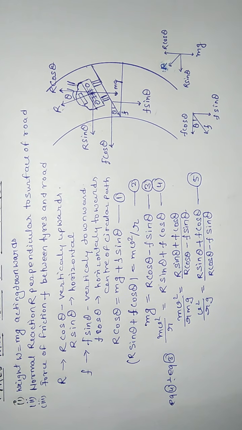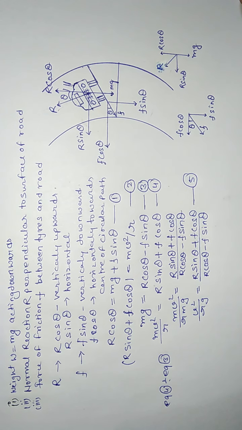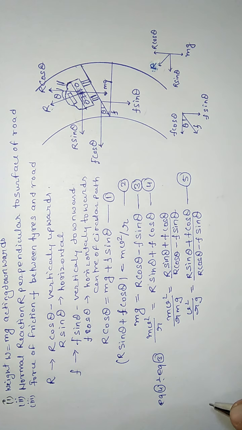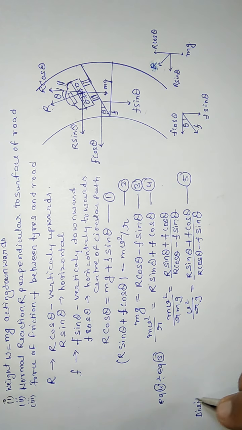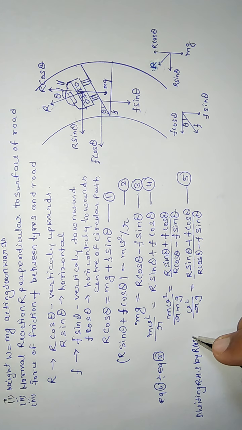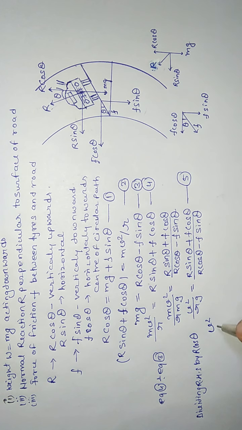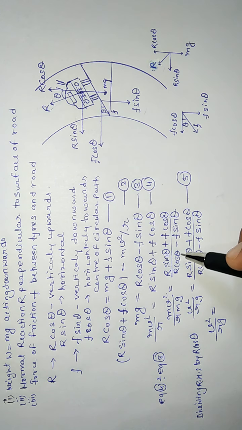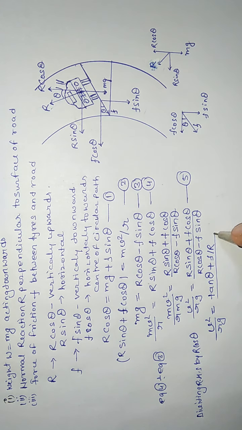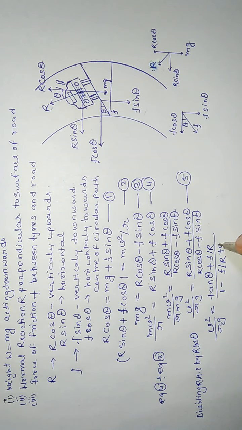Now dividing each term of the right hand side of this equation by R cos theta, we will get v square upon rg is equal to, sin theta upon cos theta will become tan theta, so it is tan theta plus F upon R over 1 minus F upon R tan theta.